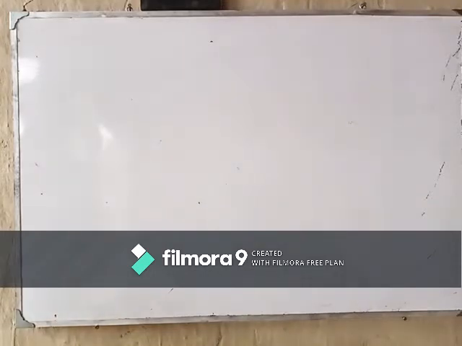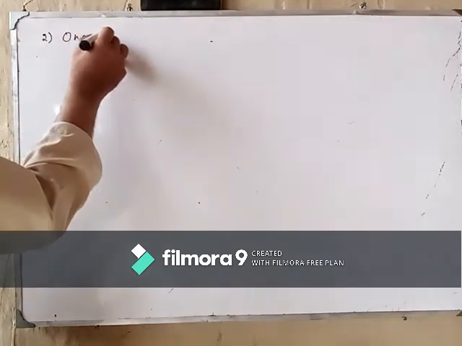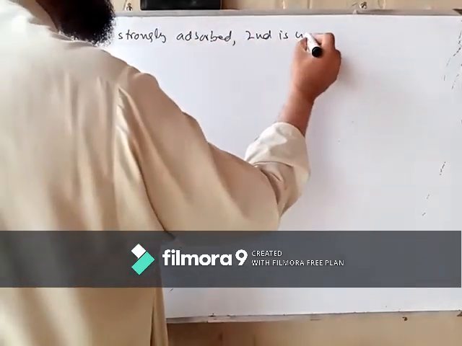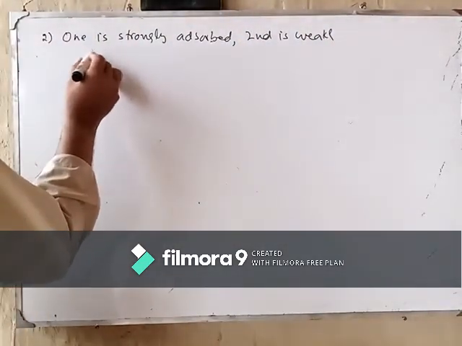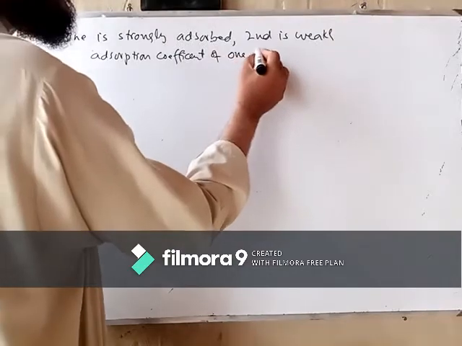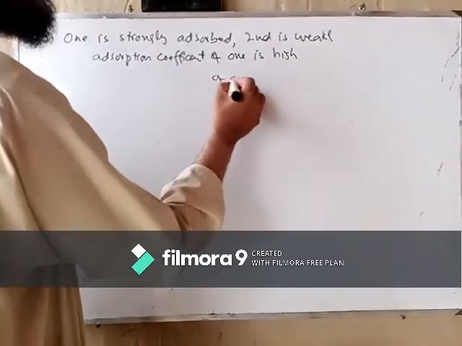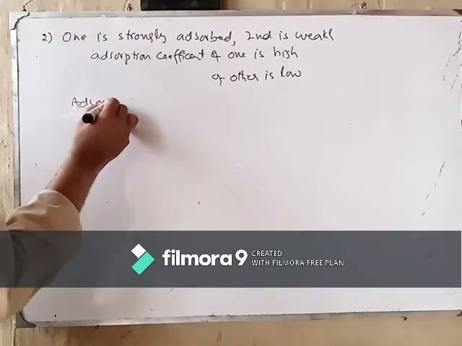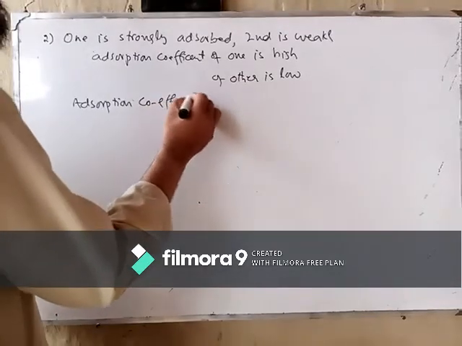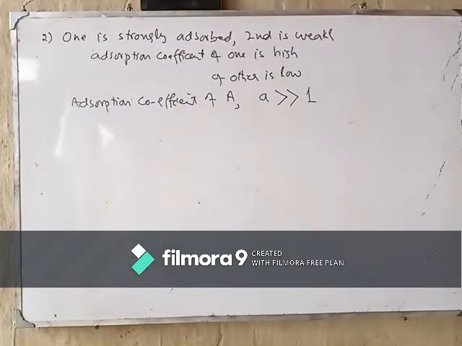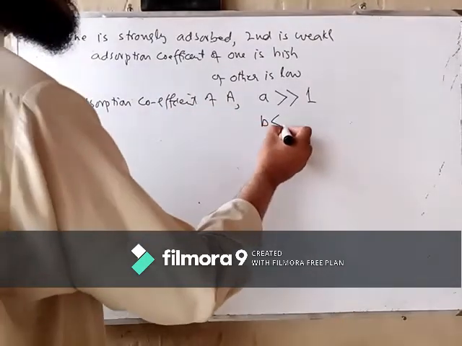When one is strongly adsorbed and other is weakly adsorbed. One is strongly adsorbed, second is weakly. Or in other words, the adsorption coefficient of one is high and adsorption coefficient of other is low. Let's suppose adsorption coefficient of A is high, much larger, greater than 1, and adsorption coefficient of B is smaller than 1.